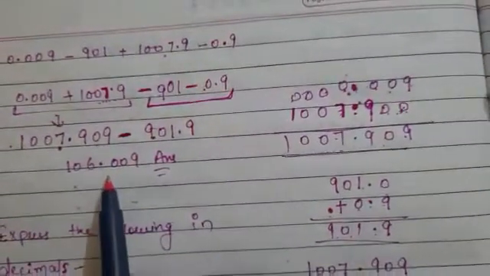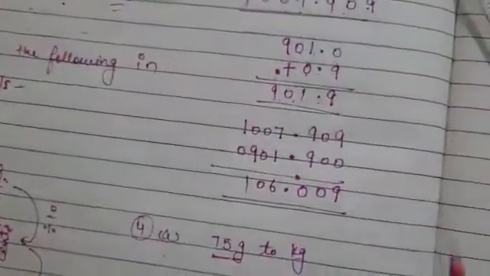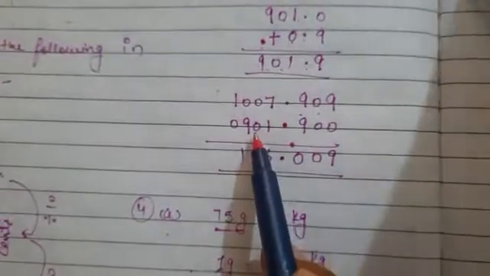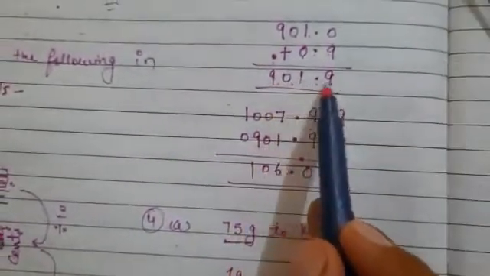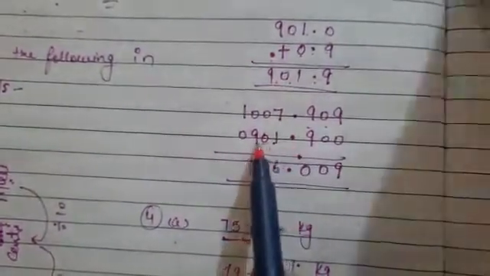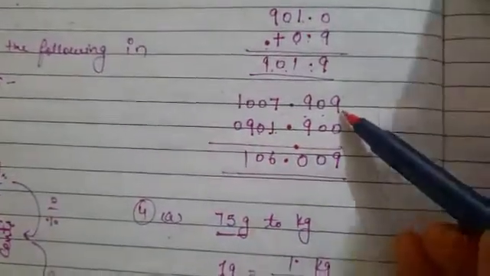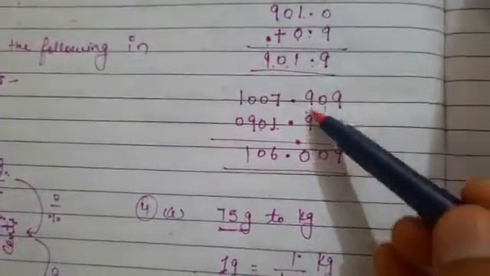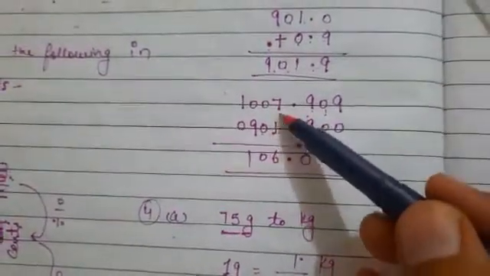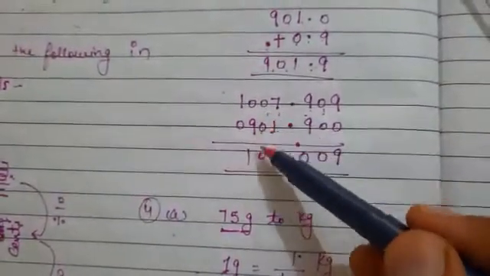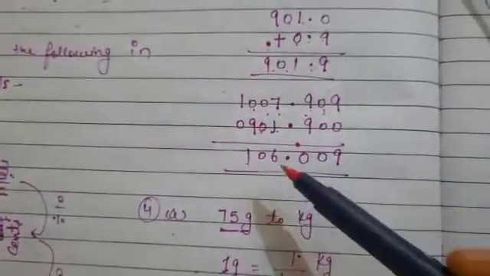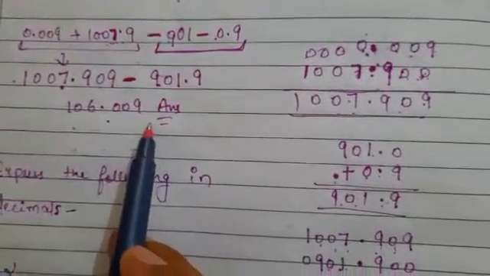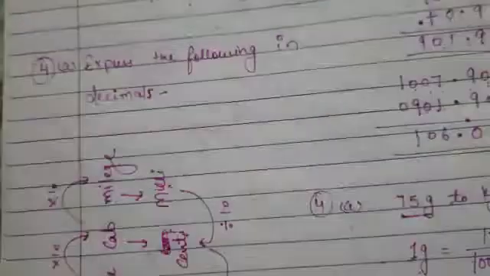Now this is positive, this is negative. Now we will subtract these both. How to subtract 1007.909 minus 901.9? When you subtract, you will get 9 minus 0 is 9, 0 minus 0 is 0, 9 minus 9 is 0, 7 minus 1 is 6, 0 minus 0 is 0, 10 minus 9 is 1. So the answer is 106.009. Clear up to this to all.